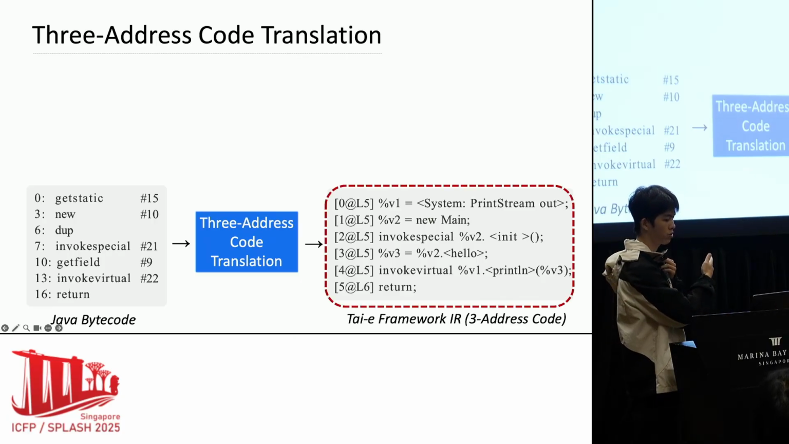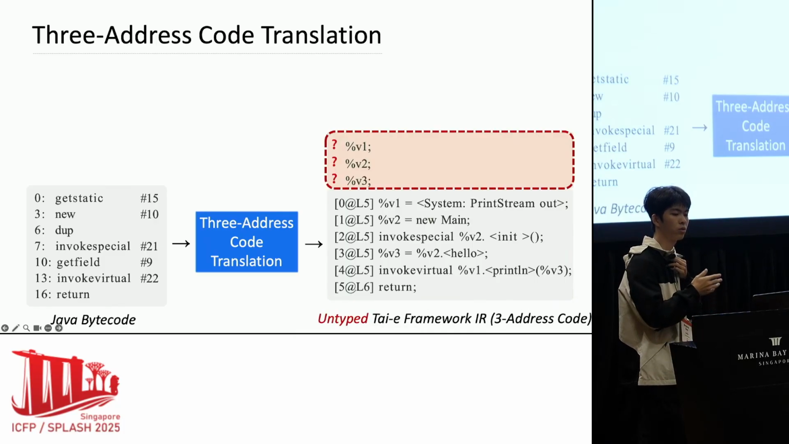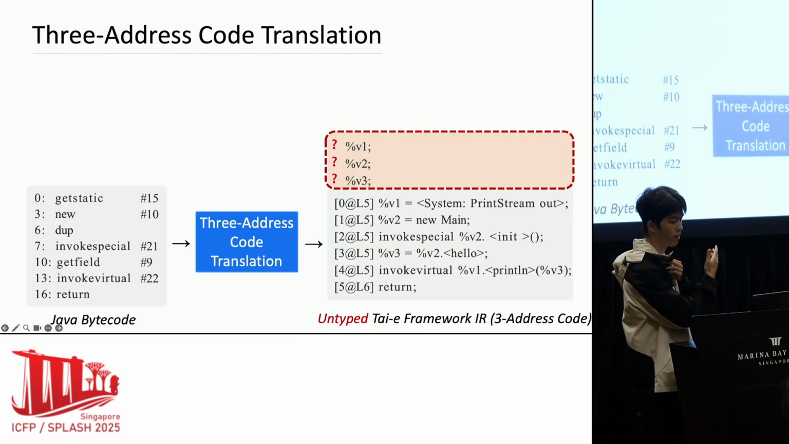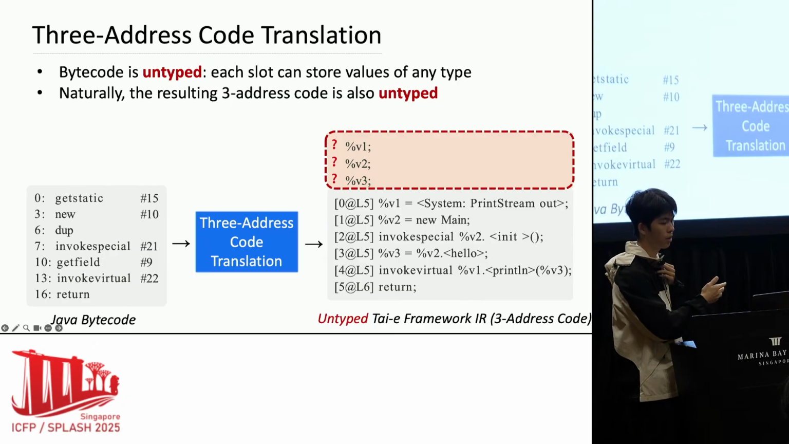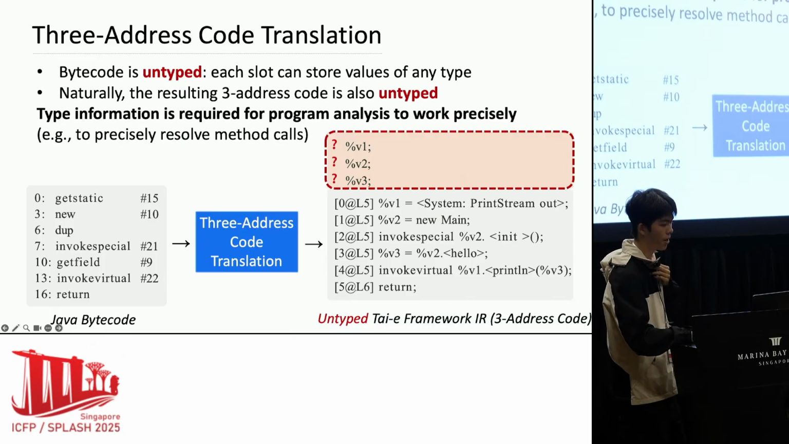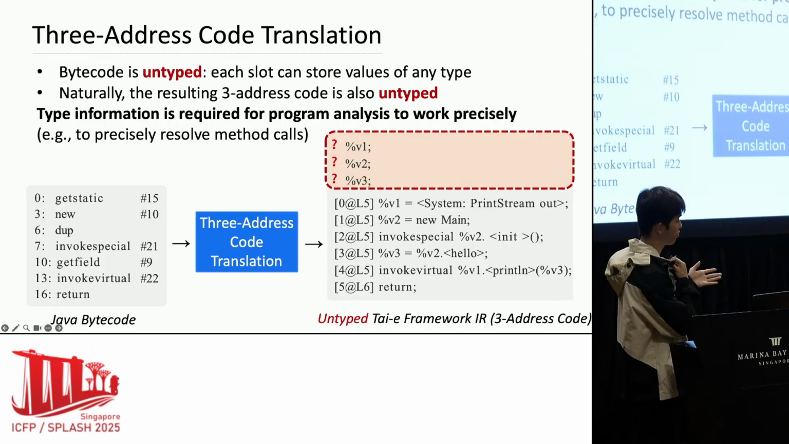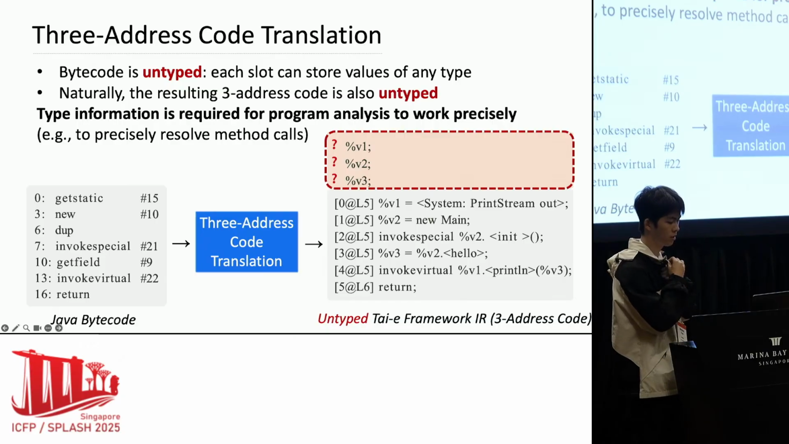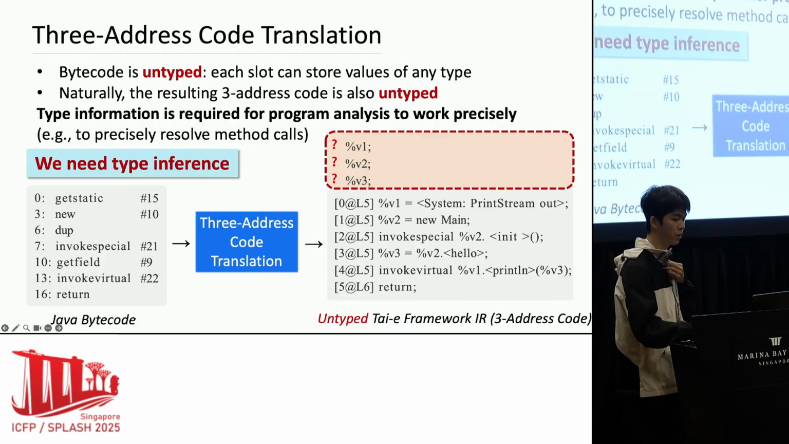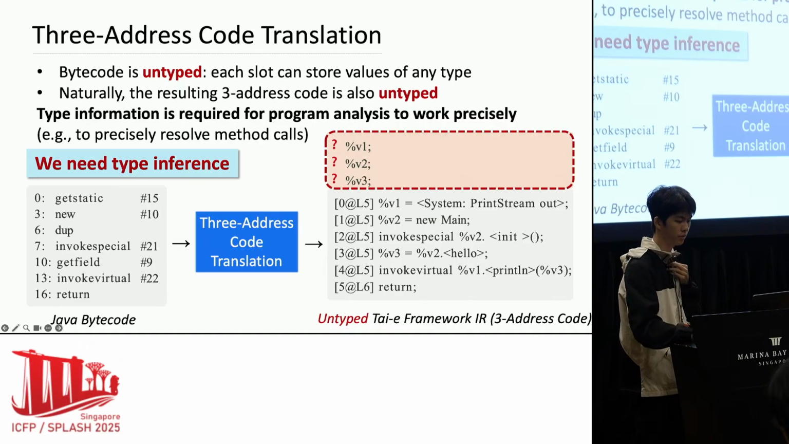However, this 3-address code doesn't have the type information. For each variable, we don't know its type. It's marked with a question mark. Because the bytecode is untyped, naturally the resulting 3AC is untyped. But the type information is important for analysis. Missing the type information, for example, it may not be able to resolve the method calls precisely. So we need the type information.